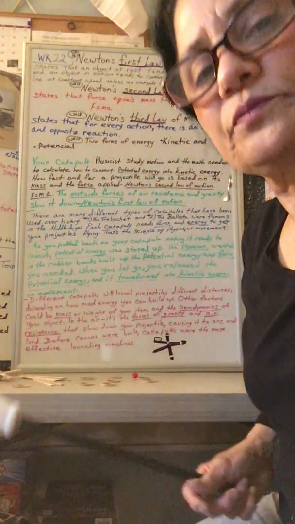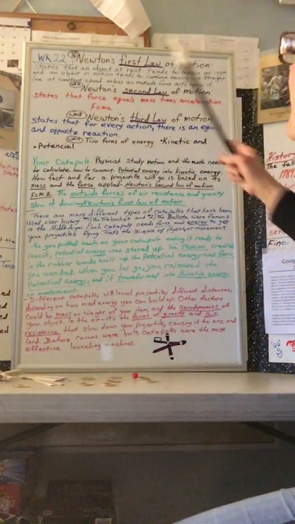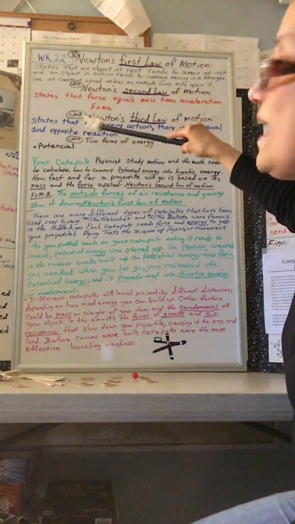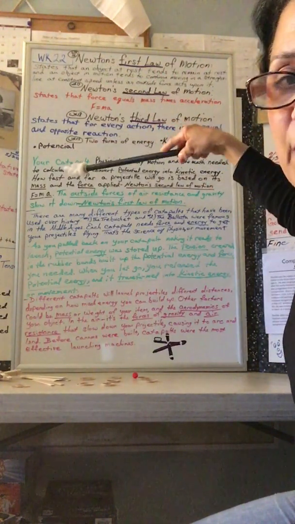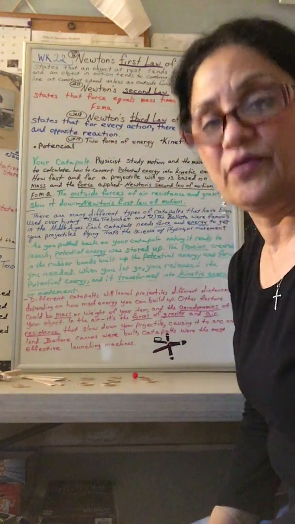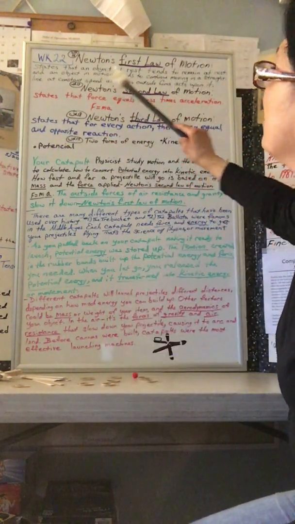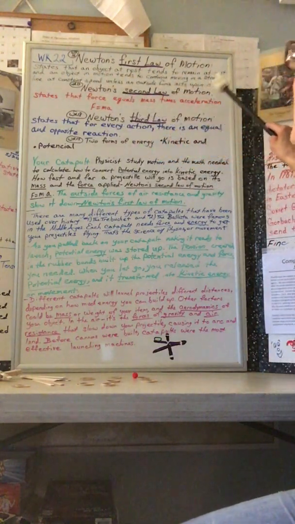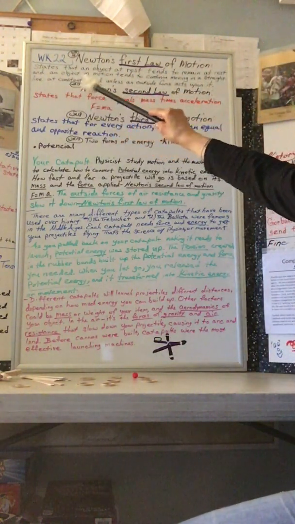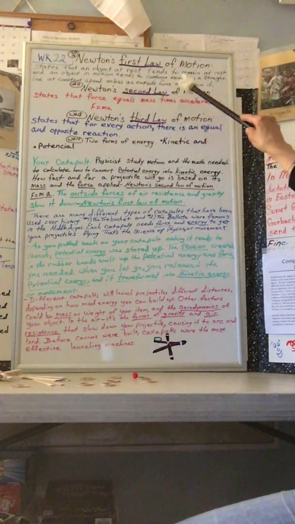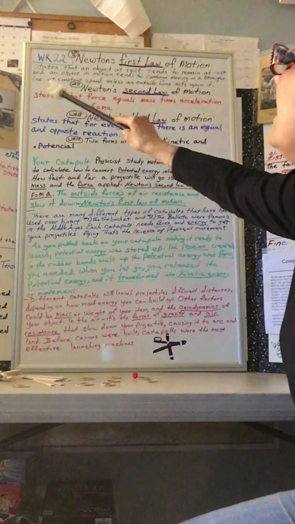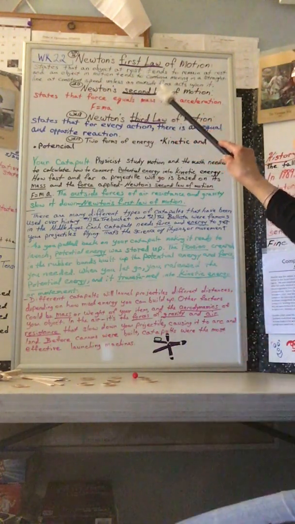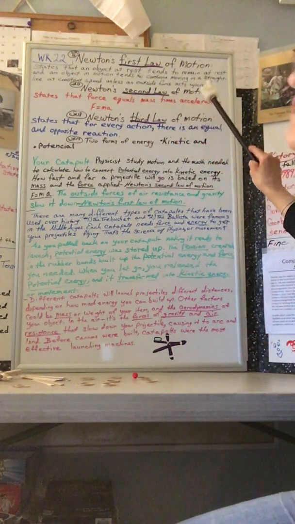All right, so let's take a look. Remember weeks 15, 16, 17, and 18? We're going to recap on those weeks real quick. Newton's first law of motion states that an object at rest tends to remain at rest, and an object in motion tends to continue moving in a straight line at constant speed unless an outside force acts upon it.